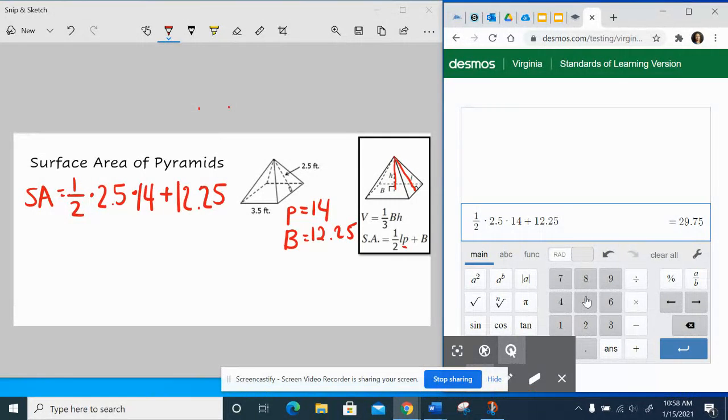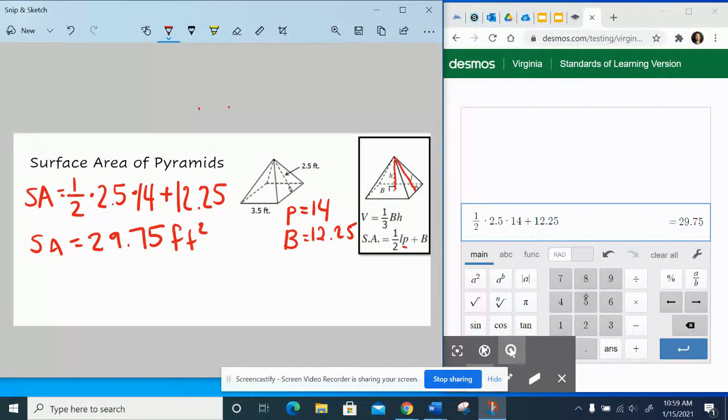And so my surface area of that entire square base pyramid is 29.75. And I'm going to go ahead and put my units, which is feet squared. It's squared because we are dealing with area.